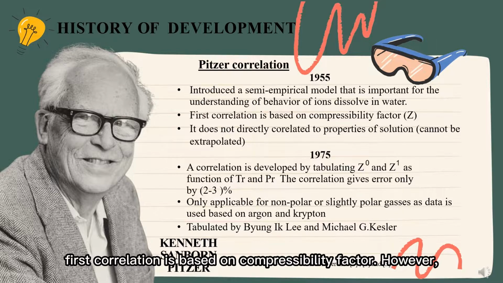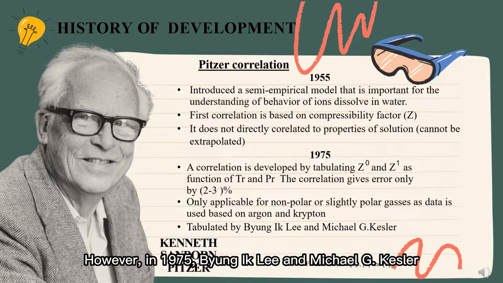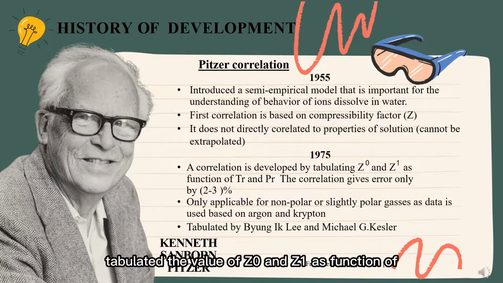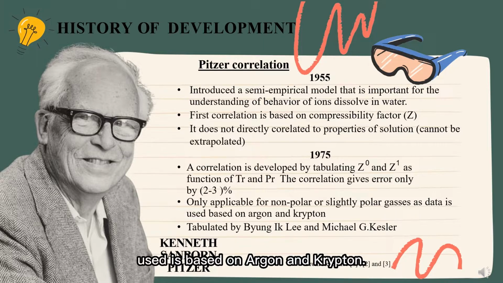The very first correlation is based on compressibility factor. However, it is not directly correlated to properties of solution, thus it cannot be extrapolated. However, in 1975, Bjorn-Ikli and Michael G. Kessler tabulated the value of Z0 and Z1 as function of temperature and pressure that is accurate only for non-polar and slightly polar gases, as data used is based on argon and krypton.